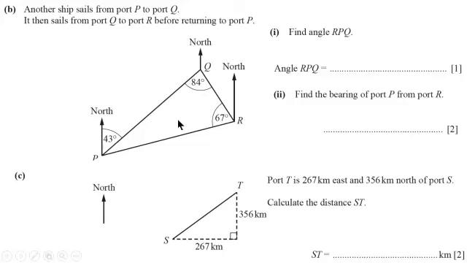RPQ, it's very easy. The sum of interior angles of a triangle is 180, so we can get this angle by saying 180 minus (84 plus 67). The answer is 29.